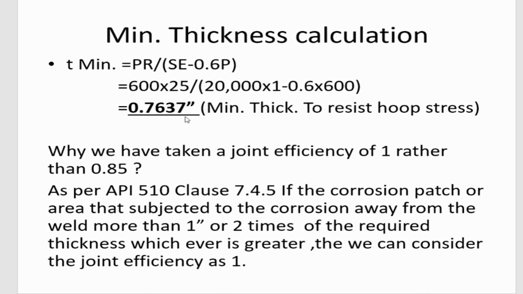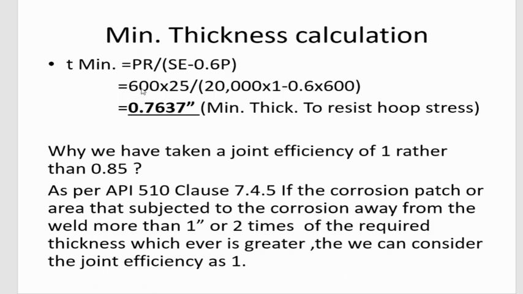First we will do the minimum thickness calculation. Minimum thickness is the thickness that is required to resist the hoop stress. The equation to determine the minimum thickness is t minimum equals P times R divided by SE minus 0.6P, where P is the design pressure, R is the radius of the vessel, S is the allowable stress which is given in ASME Section II Part D, and E is the joint efficiency.